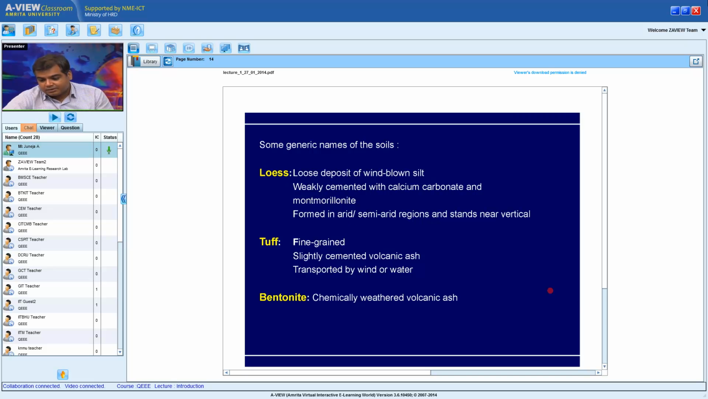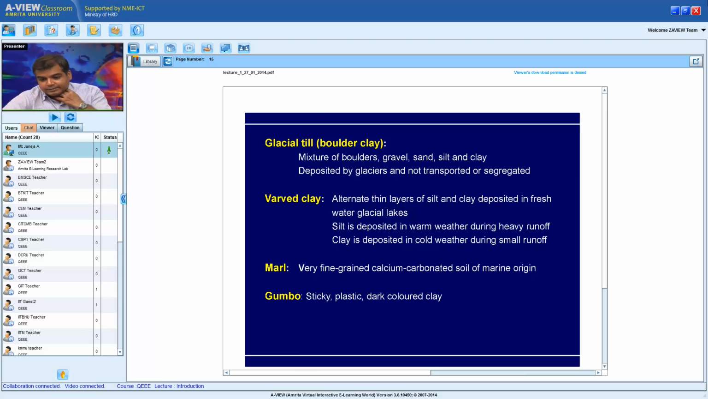That's loess for us. The second one is tuff. Tuff again has some cementation, and its origin is volcanic. The third one is bentonite. Some people call it bentonite or smectite. The clay mineral component in bentonite is the same as montmorillonite. We'll of course cover this later.